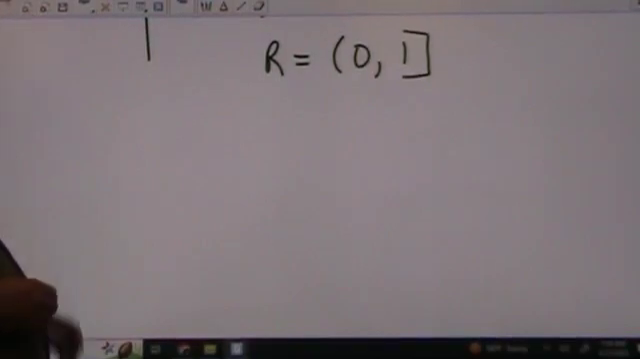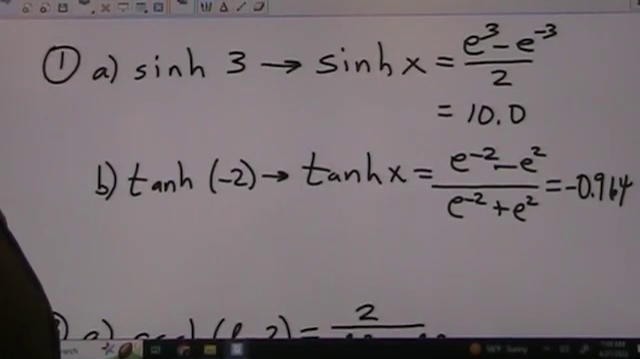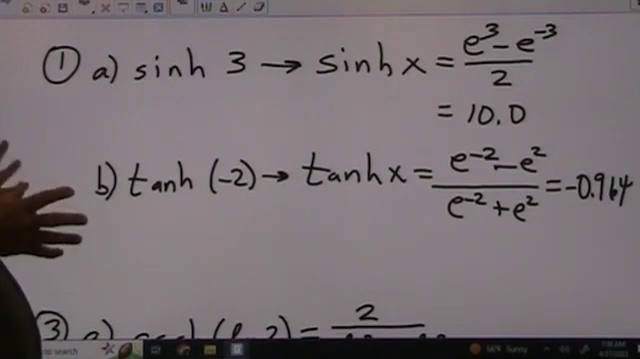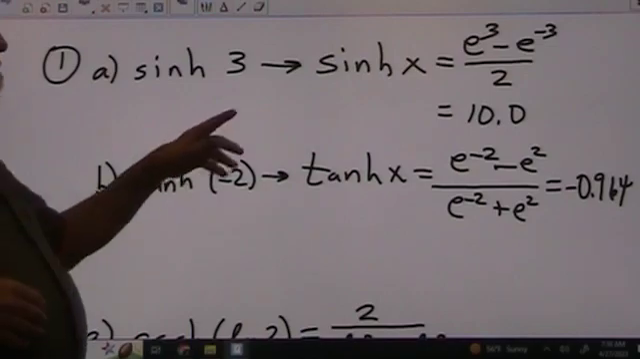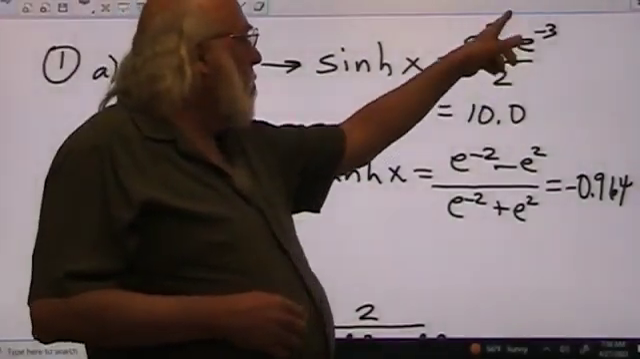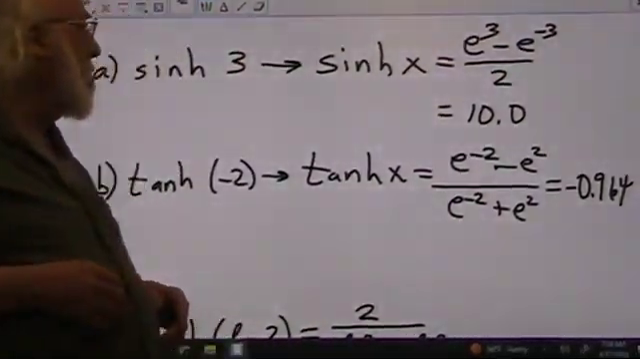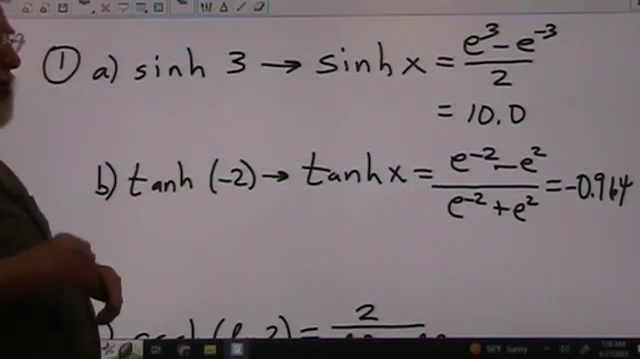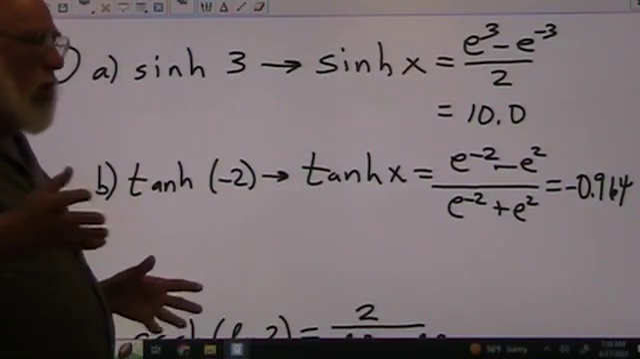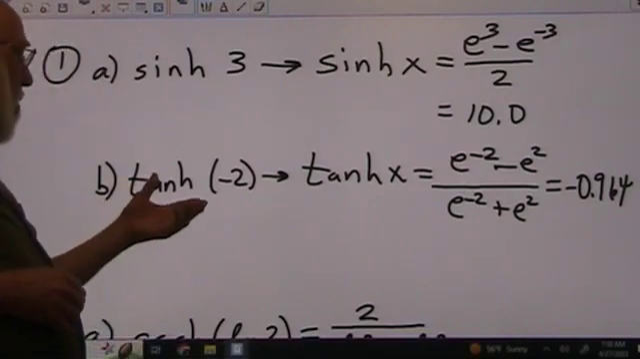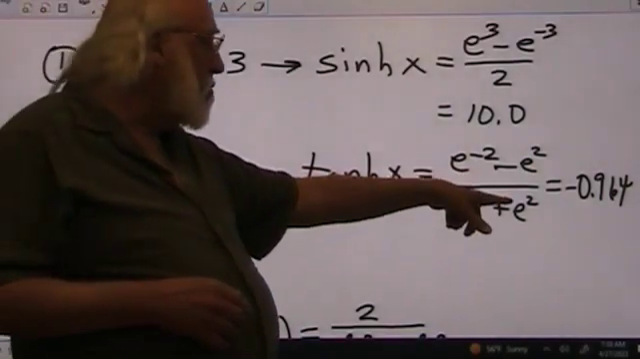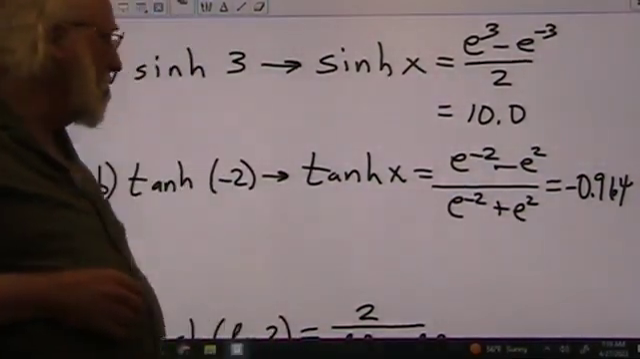So, how do we use this? Well, the problems that you'd be looking at are going to be designed like this. The sinh of 3, the formula for that, we're just plugging the 3 in for x. So we get 10.0, rounding to 3 significant figures for this. The tanh of negative 2, just plugging negative 2 in for the exponents, gives you negative 0.964.